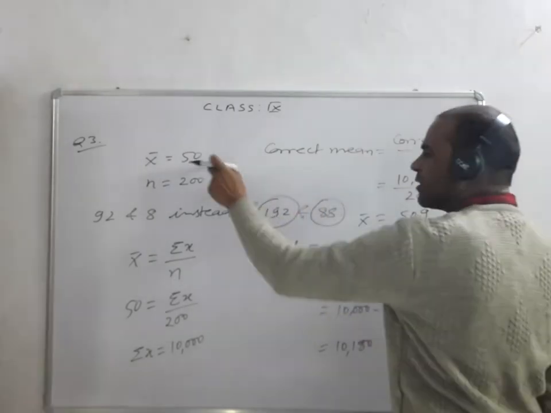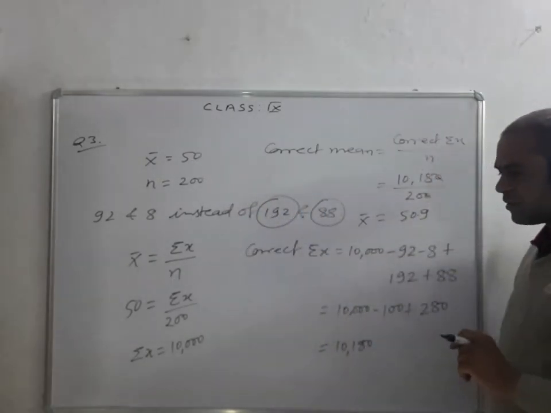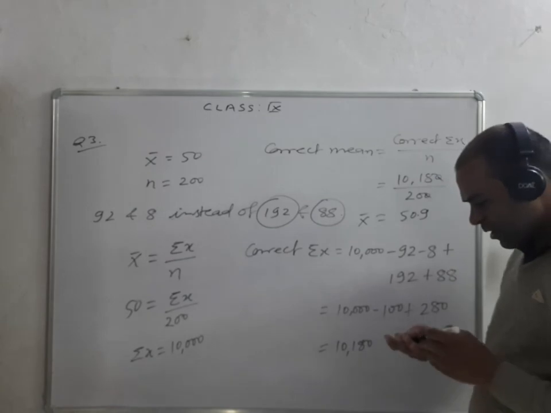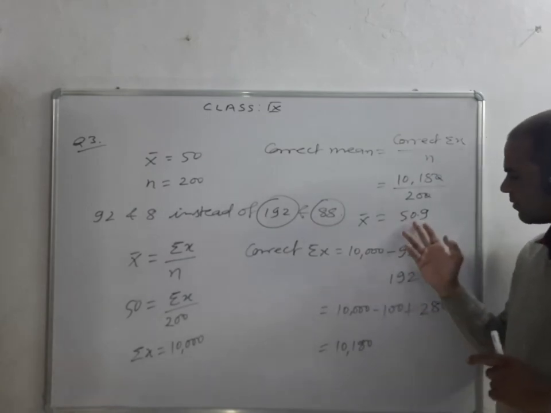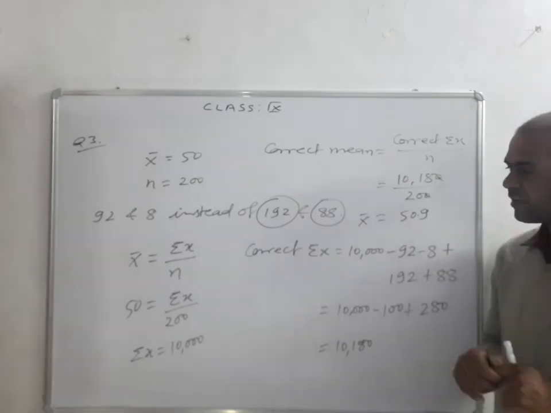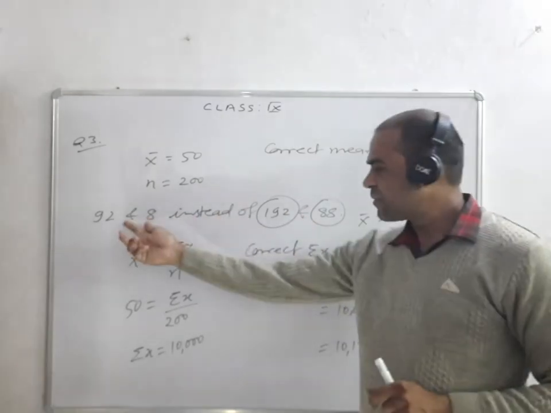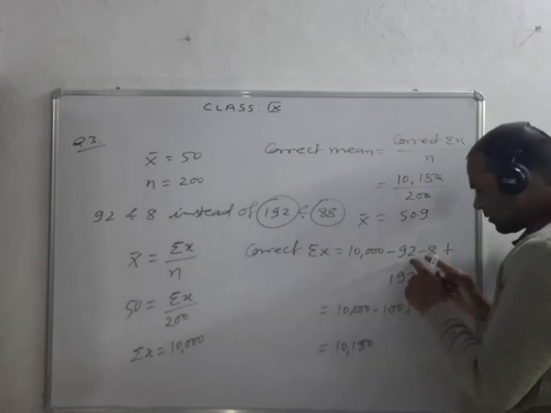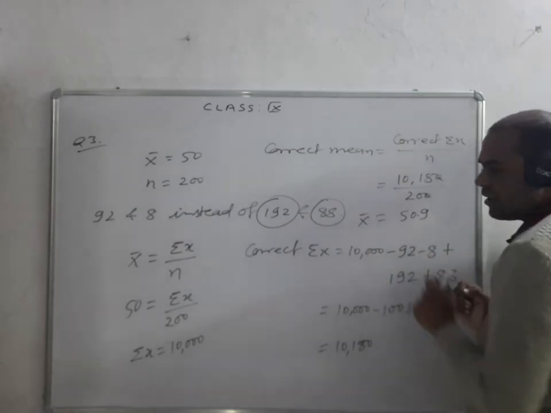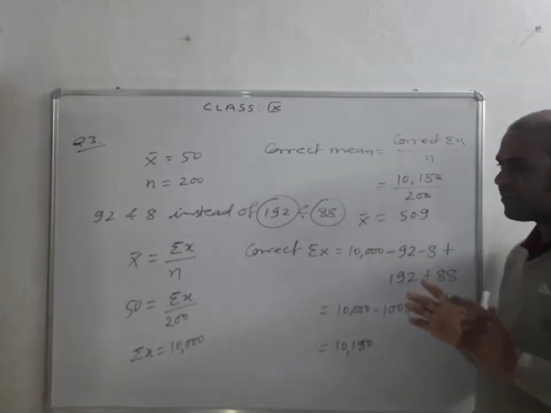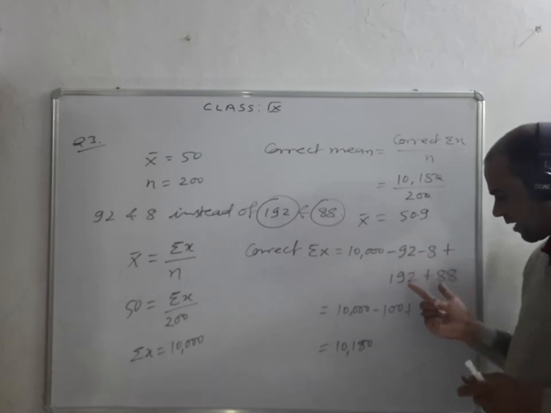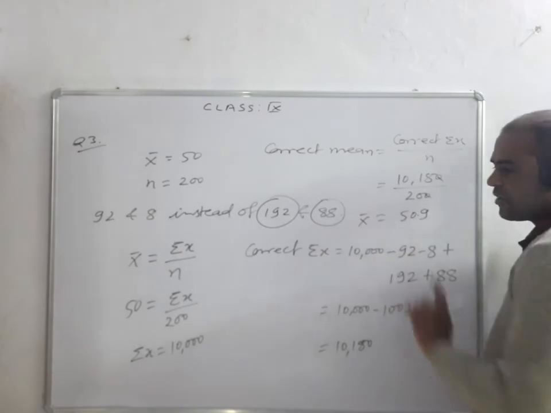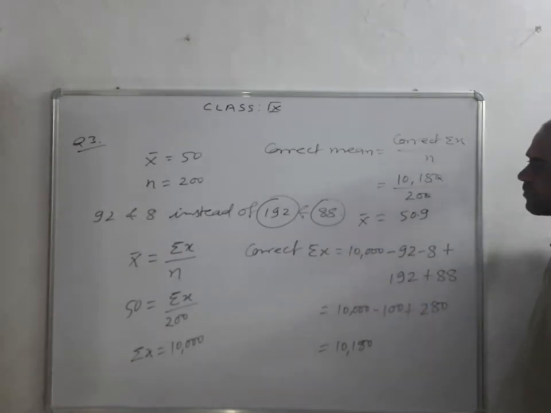Here the mean was 50, but with the correct calculation the mean is 50.9, and this mistake was misread in the sigma x at the time of calculation. So we should subtract the mistake and add the correct value in sigma x.